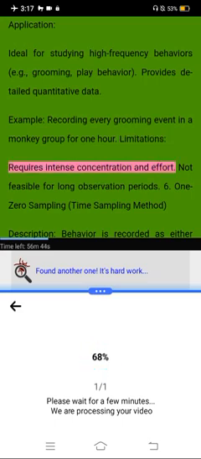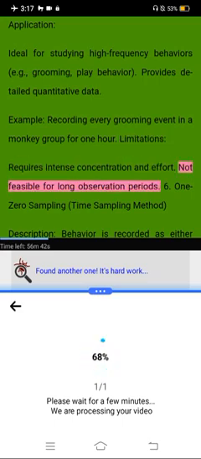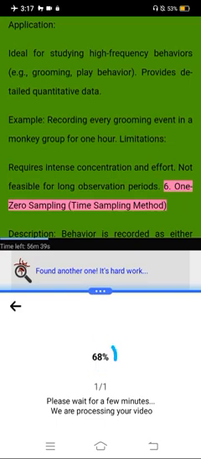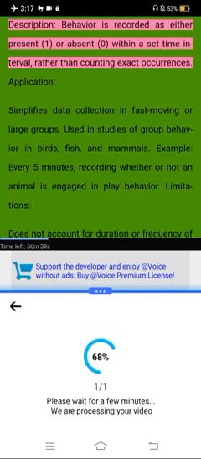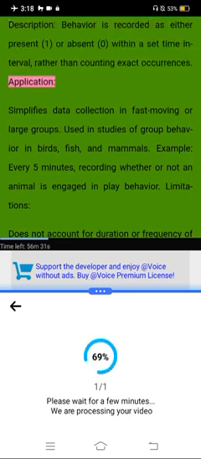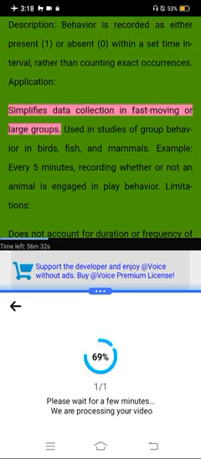Limitations: requires intense concentration and effort. Not feasible for long observation periods. 6. 1-0 sampling, time sampling method. Description: behavior is recorded as either present (1) or absent (0) within a set time interval, rather than counting exact occurrences. Application: simplifies data collection in fast-moving or large groups.